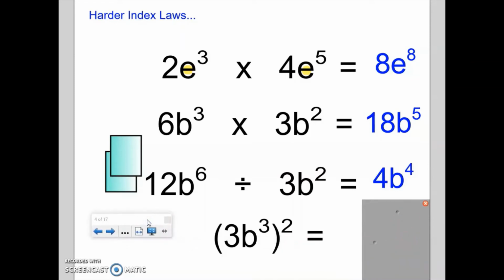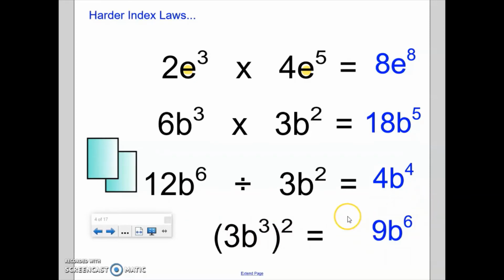Same method for the fourth and final question. If I hide the b's, you can see I'm left with 3 squared. 3 squared being 9. Then if I hide the 3, b to the power of 3, all to the power of 2. I'm dealing with brackets this time, so I'm going to multiply 3 times 2. It's going to give me b to the power of 6. So the answer to that final one would be 9b to the power of 6.